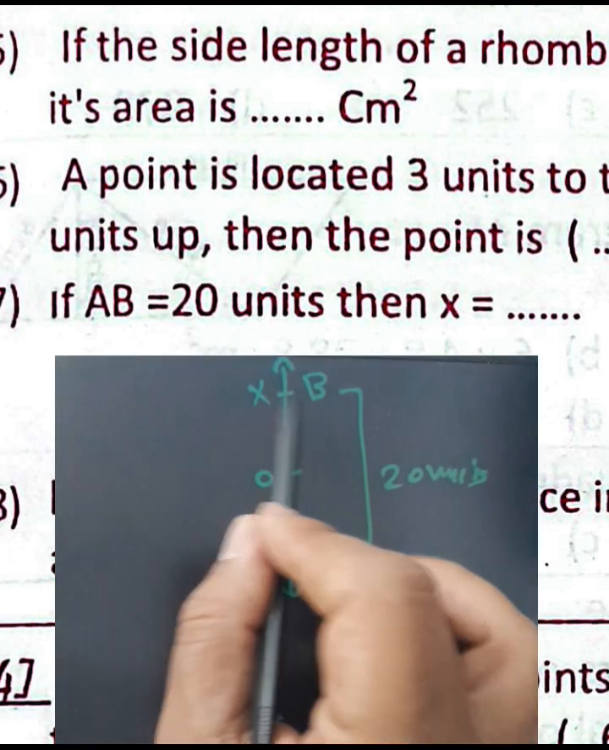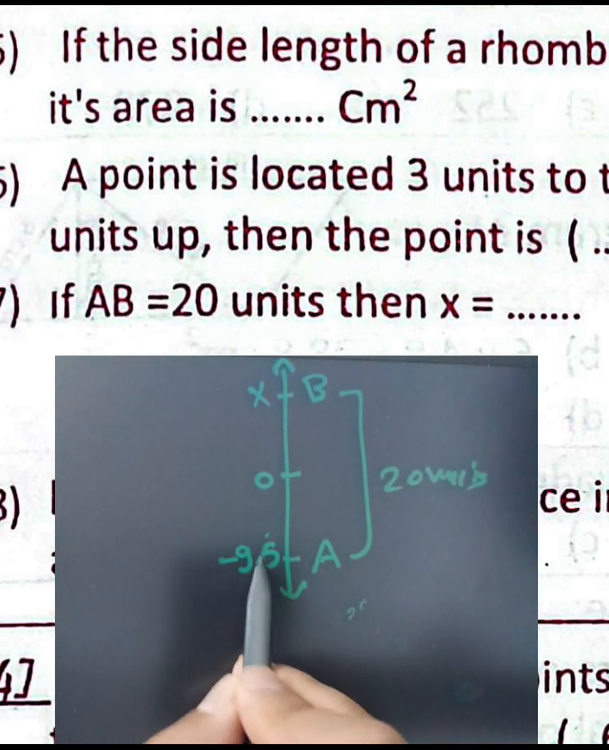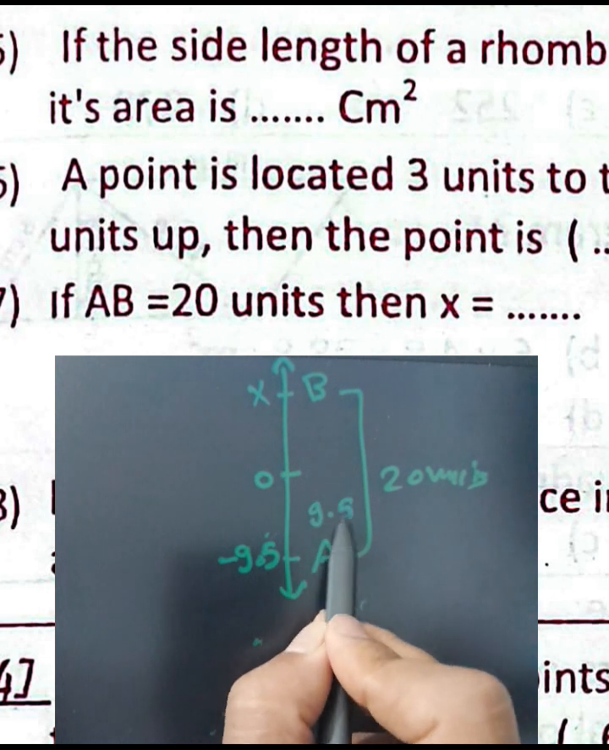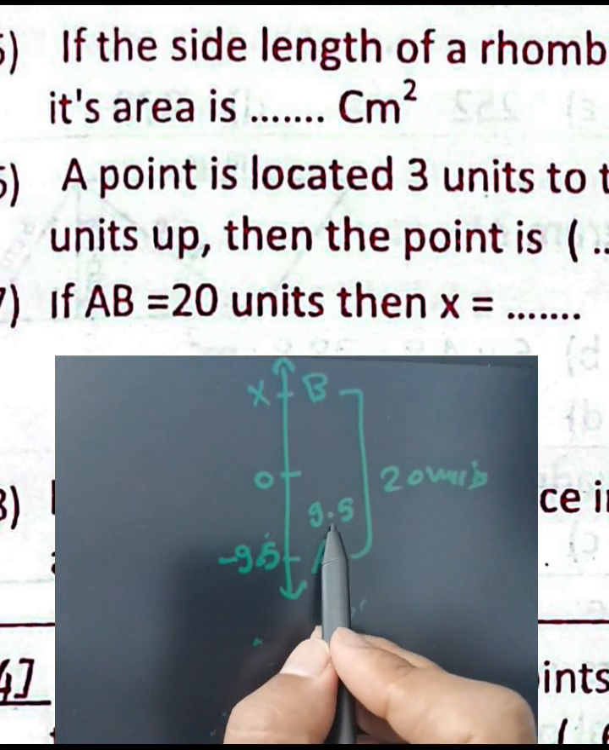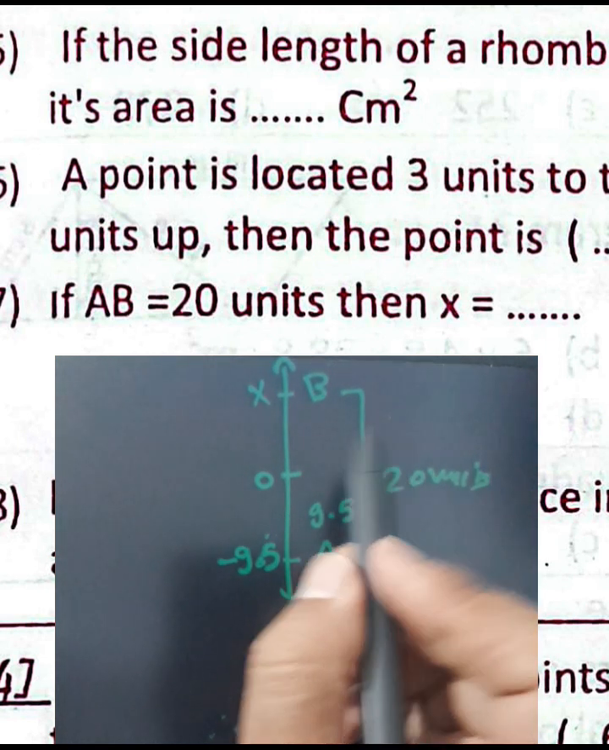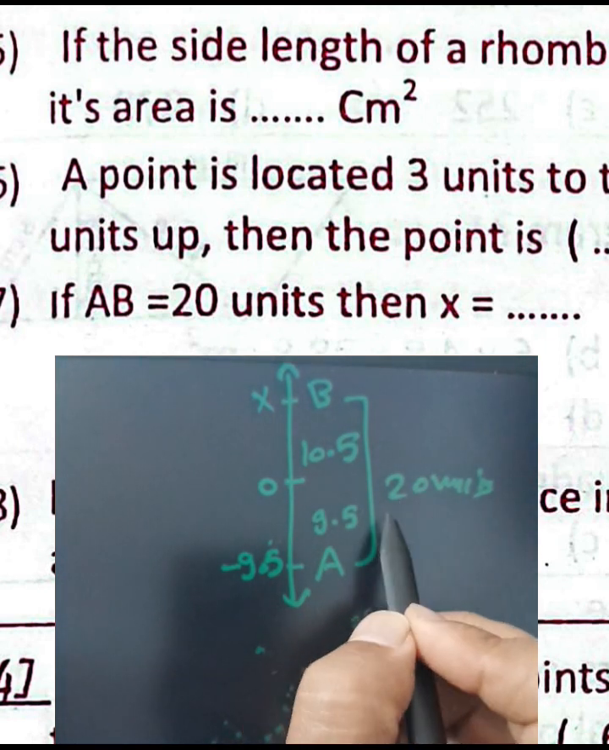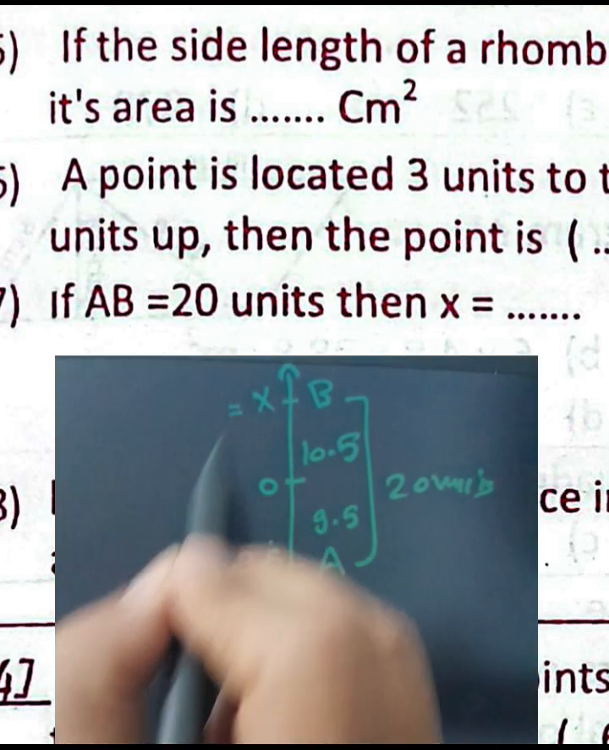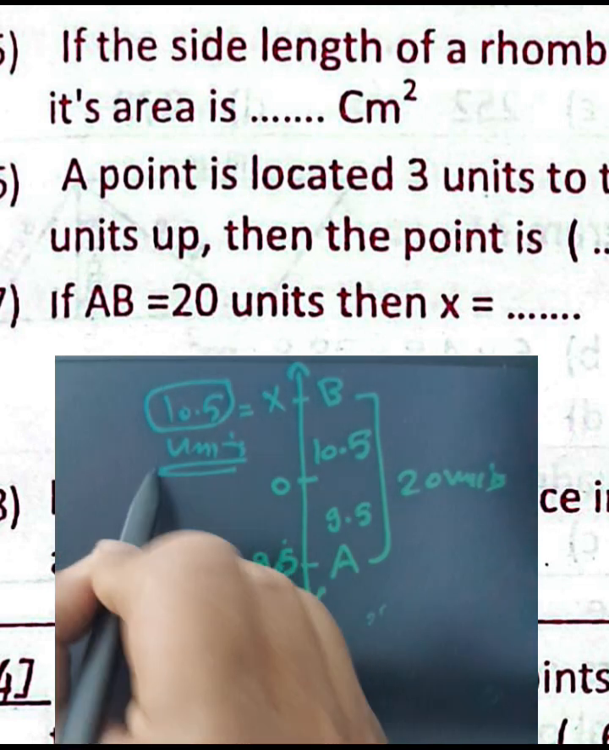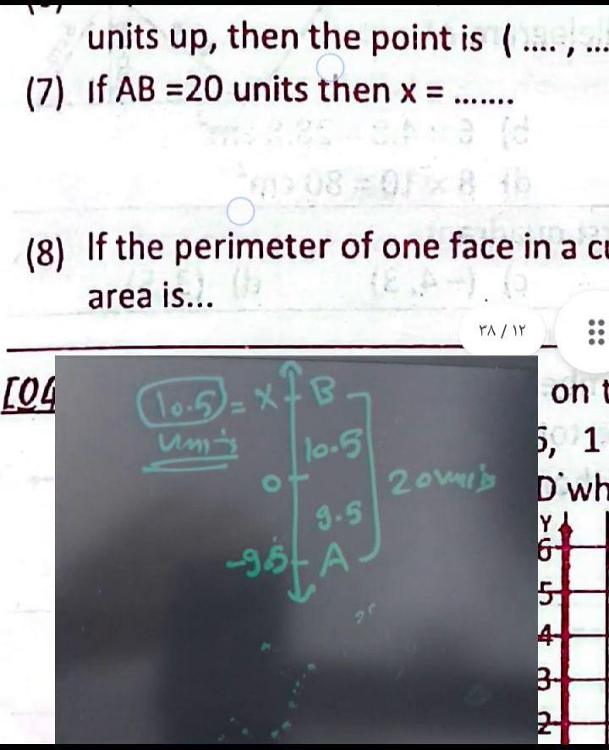Then the value of x equals what? We know the distance between 0 and A will be 9.5. Then 20 minus 9.5, the difference between them, will be 10 and a half, right? 10 and a half, because 10 and a half plus 9.5 equals 20. Then the value of x will be 10.5 units. Okay, the result will be 10.5. It's the value of x. Question number 8.